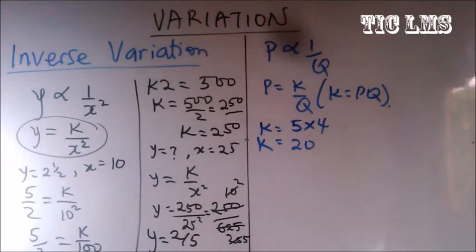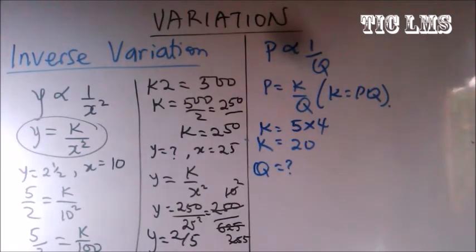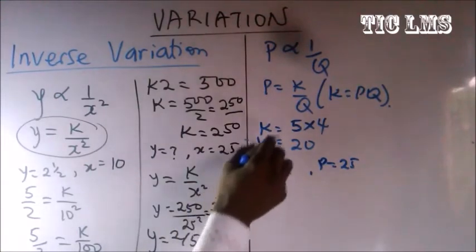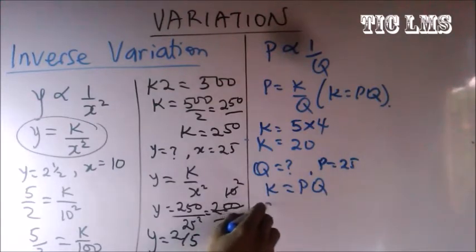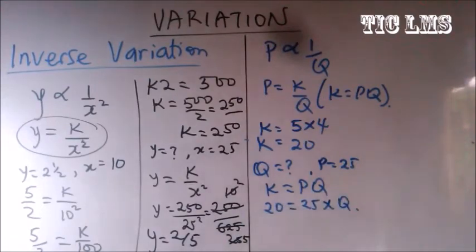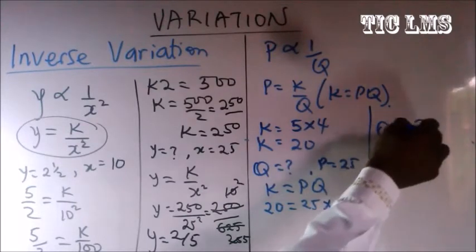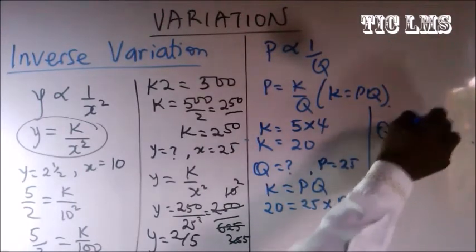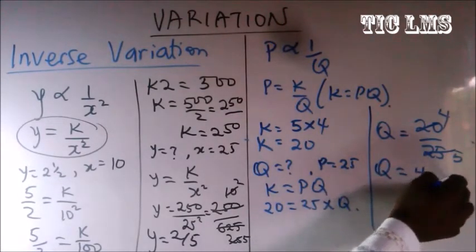Now we're told to find the value of Q if there is a change in P to 25. So we bring our equation back, which is k equal to PQ. k is 20 and P is 25, times Q. We divide both sides by 25. So we have Q equal to 20 over 25. 5 into 20 gives 4 and 5 into 25 gives 5. So the value of Q equal to 4 over 5.